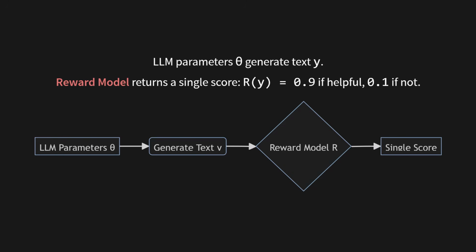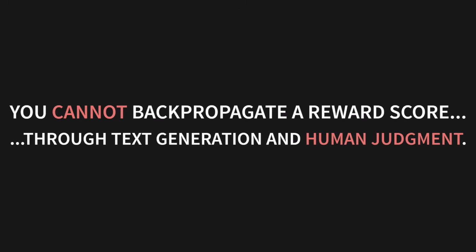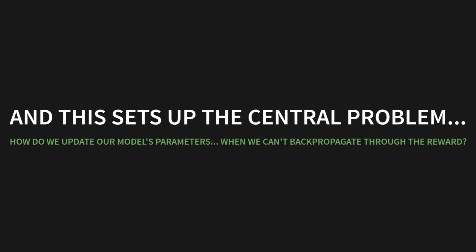And here's the absolute core of the problem. You cannot backpropagate a reward score through text generation and human judgment. The path is broken. The gradient just stops. And this sets up the central problem we have to solve. How do we update our model's parameters when we can't backpropagate through the reward?